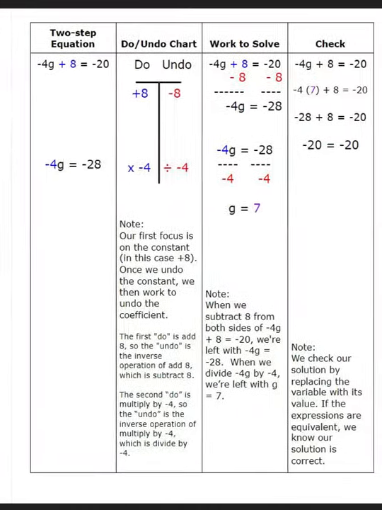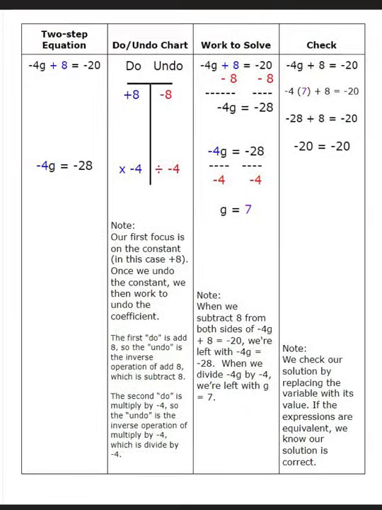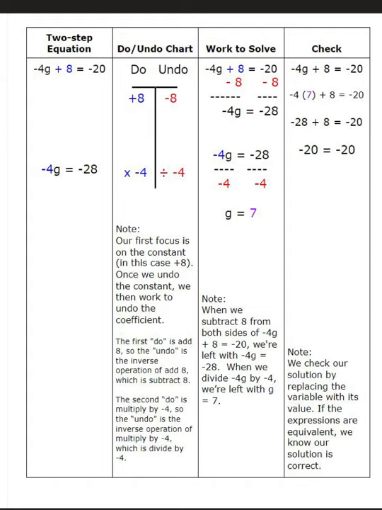So, next example, we have -4g plus 8 equals -20. So the first part we focus on is the constant, which is the 8. So the first do is adding 8, so the first undo is subtracting 8. Then we have the coefficient, which is the -4. That's multiplying, so times 4, undo is divide by 4.